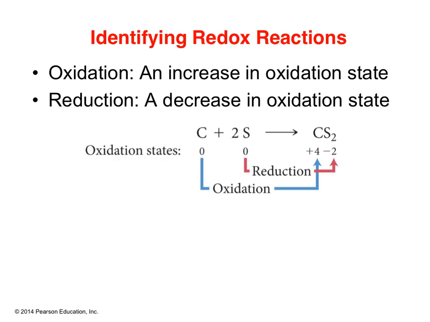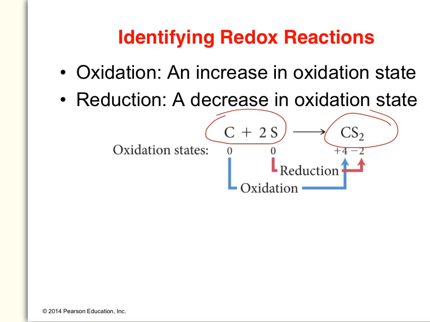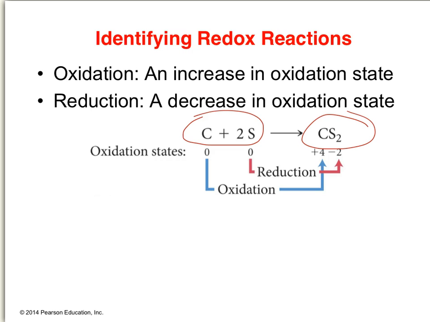Now, once you calculate the oxidation numbers of all the elements on the reactant side and the product side, you compare the oxidation states on both sides. Carbon has an oxidation state of 0, and we will work on problems on how to calculate oxidation states according to rules, and sulfur has an oxidation state of 0 on the reactant side. On the product side, carbon has an oxidation state of +4. Like I said, I will tell you how to calculate that when we work on problems. And sulfur has an oxidation state of -2.